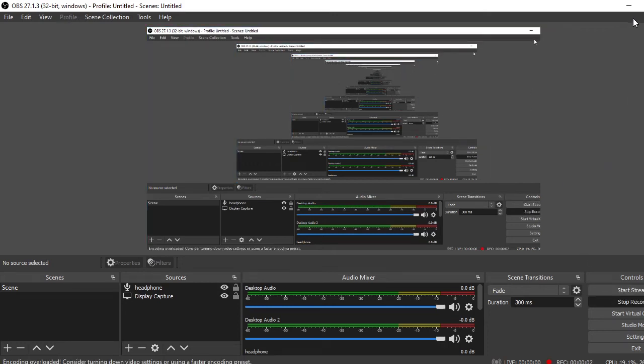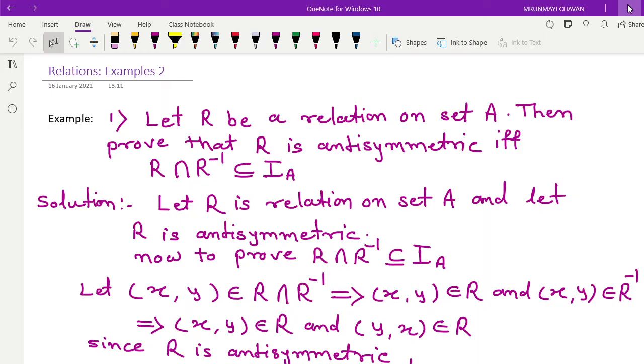Hello students, today we see again examples on relations. So let us see first example.